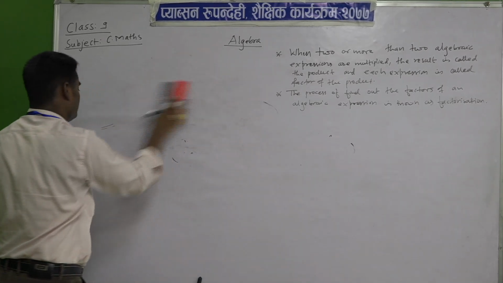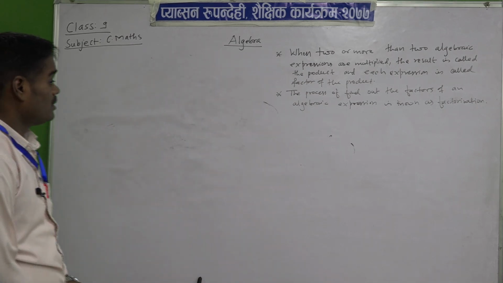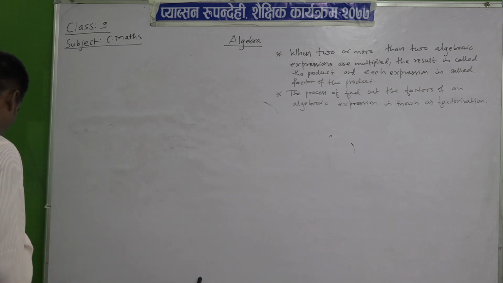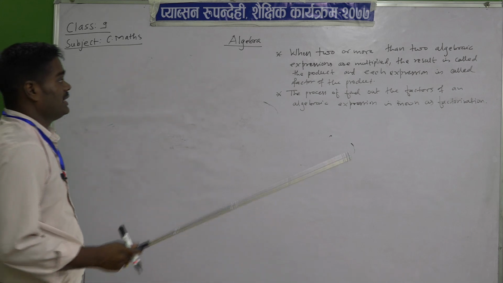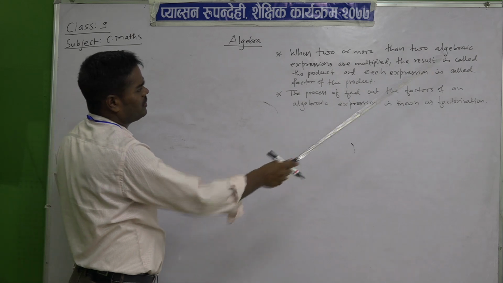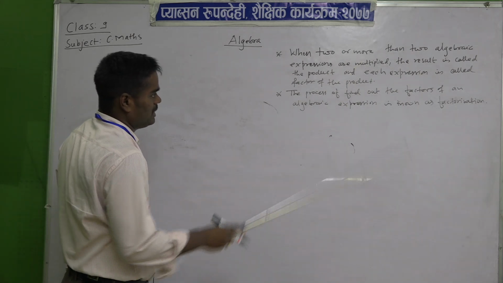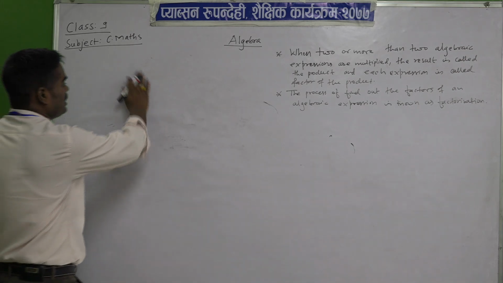And then after, we have to know this. Here I have written, when 2 or more than 2 algebraic expressions are multiplied, the result is called what? Product. The result is called product. Like this.